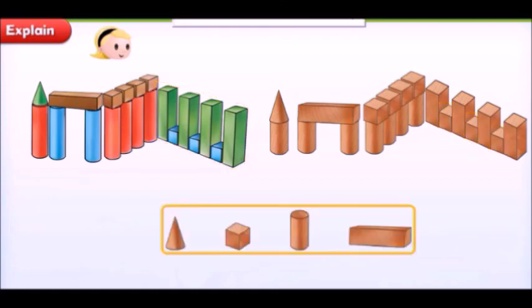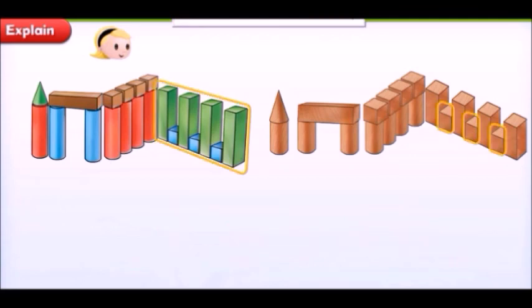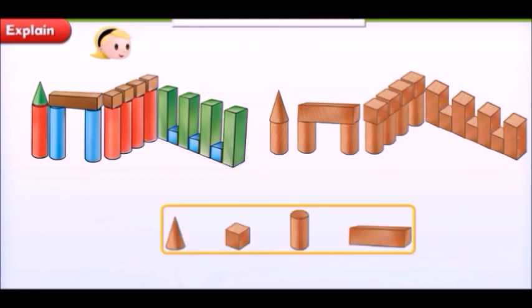So we used each of the 4 shapes in Kim's castle: the cone, the cube, the cylinder, and the rectangular prism. We used some of them more than once.